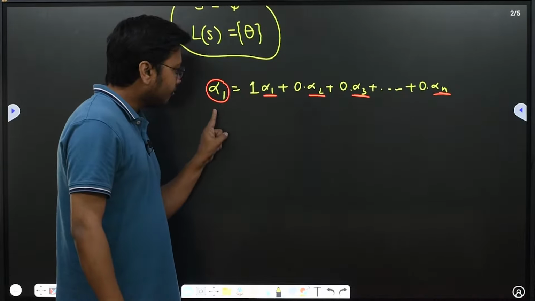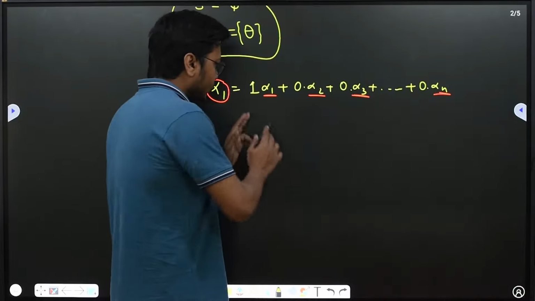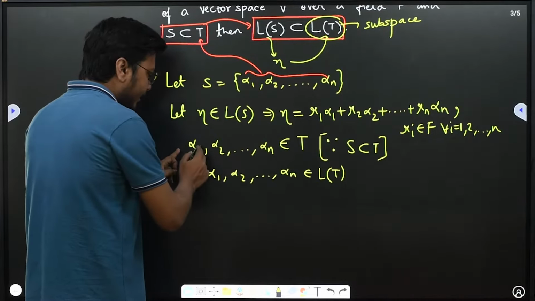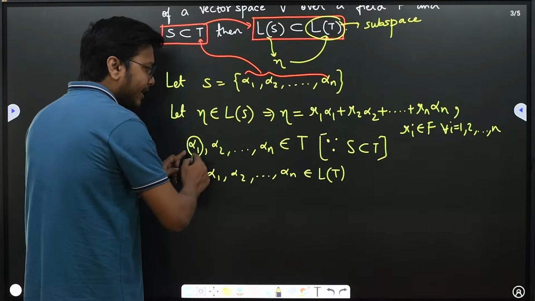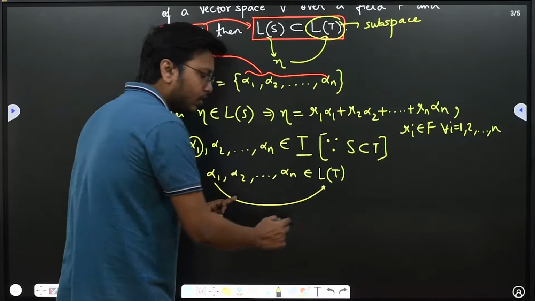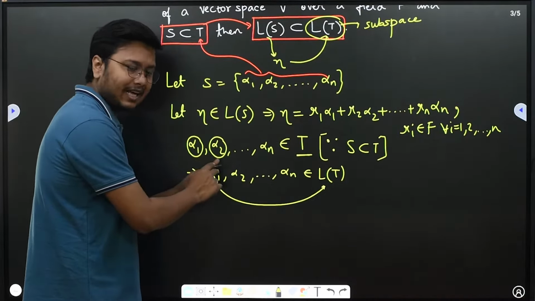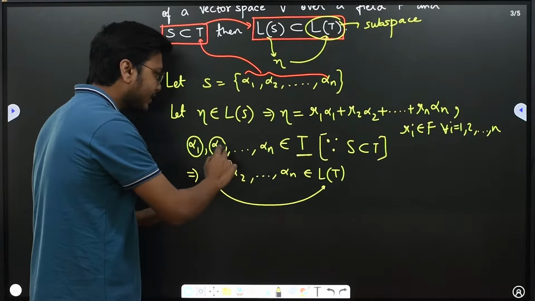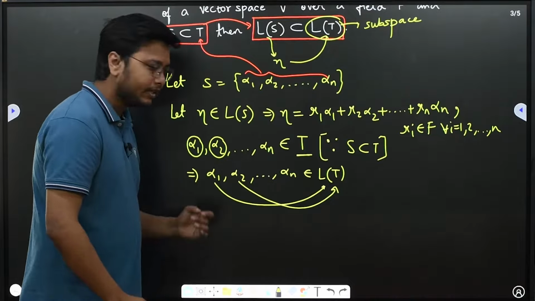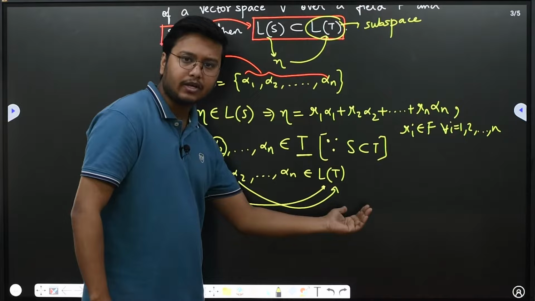So definitely alpha 1 is a linear combination of the elements of the S set, or in this case I can say that alpha 1 is a linear combination of the elements of the T set, and hence alpha 1 is going to belong to L of T. Similarly, alpha 2 can be expressed as a linear combination of the elements of the T set, and therefore alpha 2 also belongs to L of T. And similarly, all the elements of the S set are definitely going to belong to L of T.